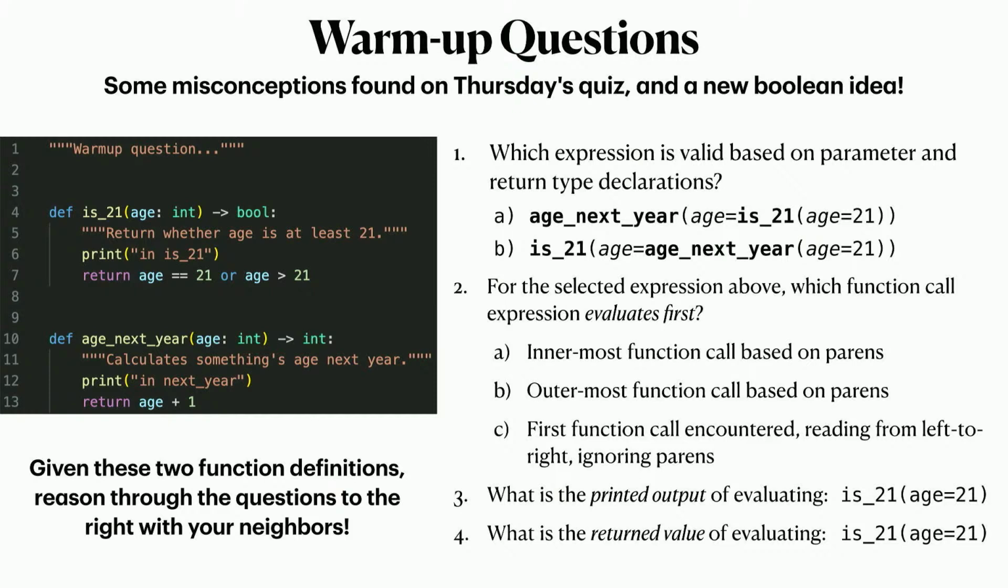All right. For this very first question, who wants to take a stab at addressing which of these 2 function call expressions is correct and why? Okay. For number 1, the answer is B, because in A, you would be evaluating a Boolean, and age next year takes an int.